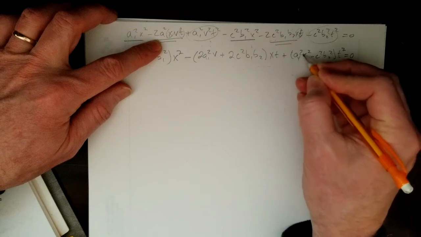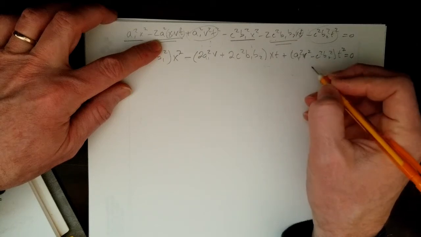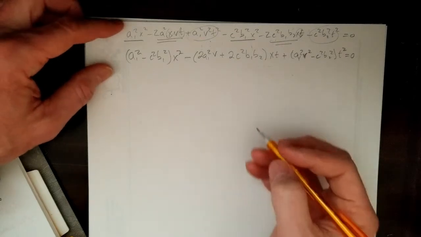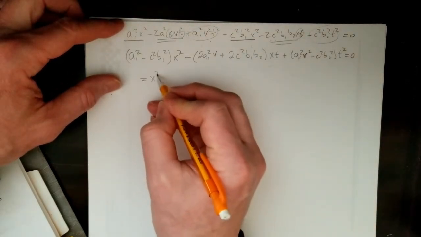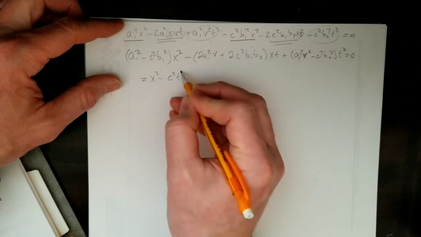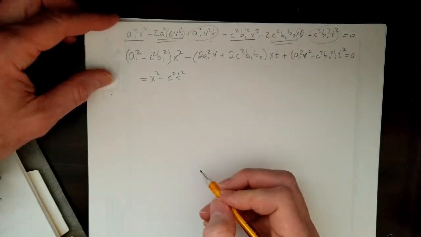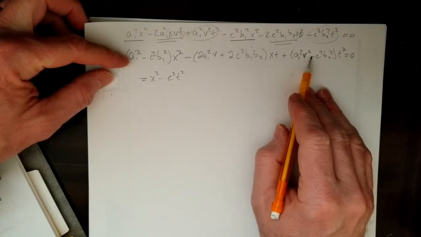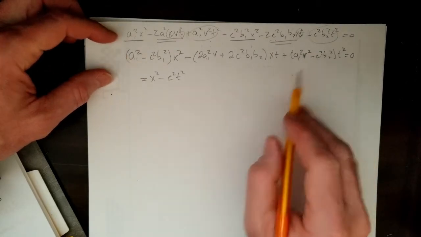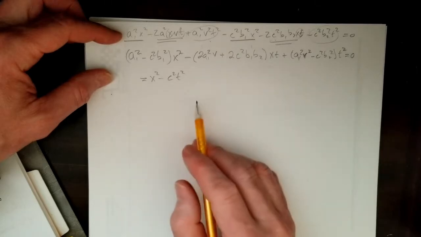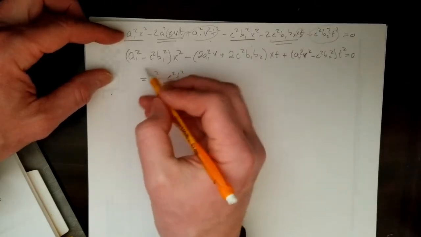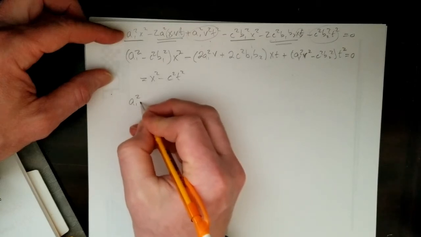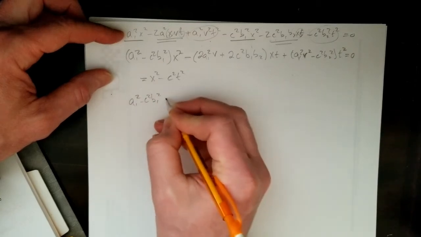And yes, I do recognize this looks like a mess at the moment, but it will clean up in just a second. That should be equal to x squared minus c squared t squared because of the invariant. Remember, this comes from the x prime squared minus ct prime squared. So if this is true, no matter what the value of x and t are, that means that, because I have an implied 1 right here, this means that a1 squared minus c squared b1 squared equals 1.